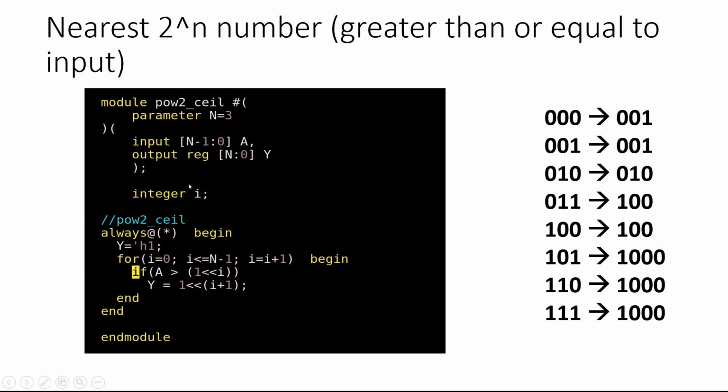In its body I am declaring an integer i and I am using one always block, always @(*) begin. So the default value of y I am taking 1.